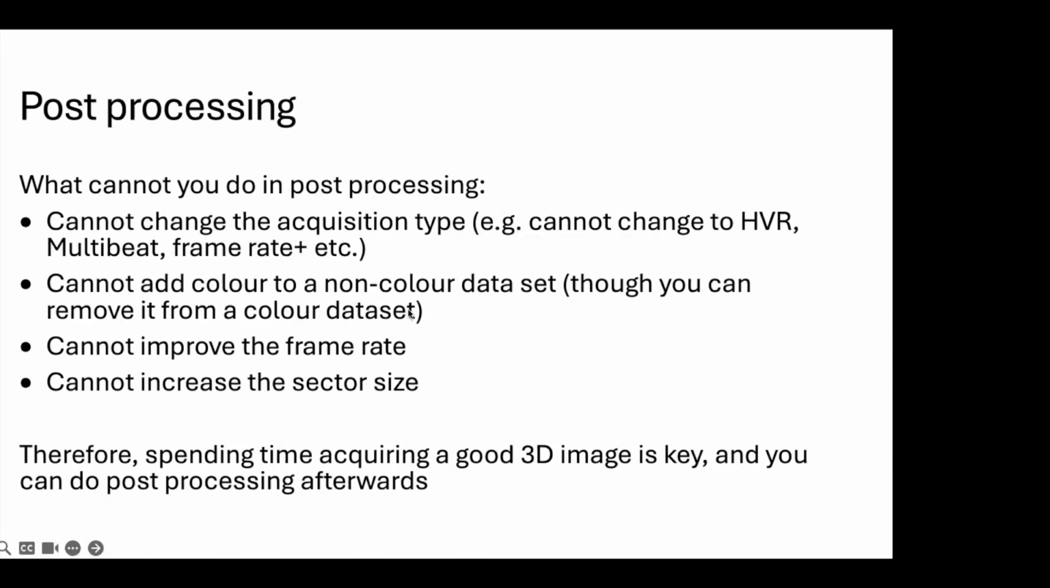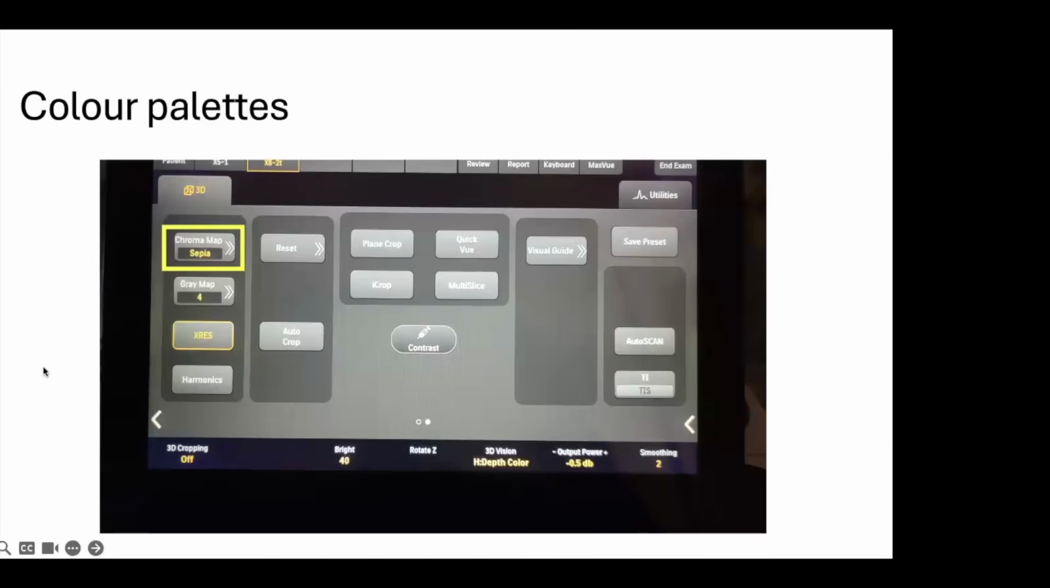You can't add color to a non-color data set, though you can do the opposite. You can remove color from a color data set to see it as if there was no color there. But you obviously can't add color to that. You can't improve the frame rate. So even if you crop the image and make it smaller, that's a post-processing thing. That will not actually be like you have a smaller sector, and that will not improve the frame rates. And then you can't increase the sector size. I think that's obvious as well. You can't create what's not there. So that's why spending time to make sure you have a good 3D data set to start with is very important. So the first thing I'll talk about is these color palettes.